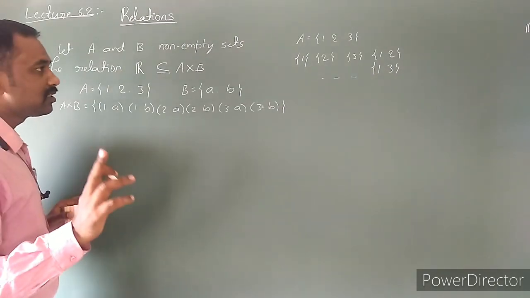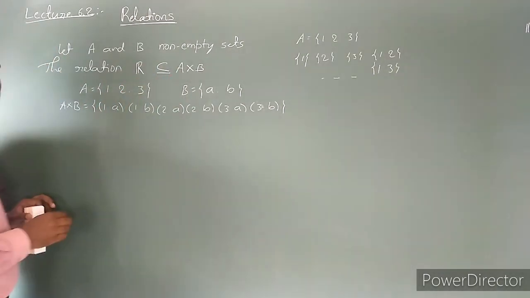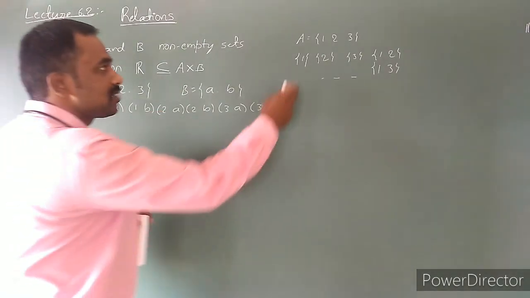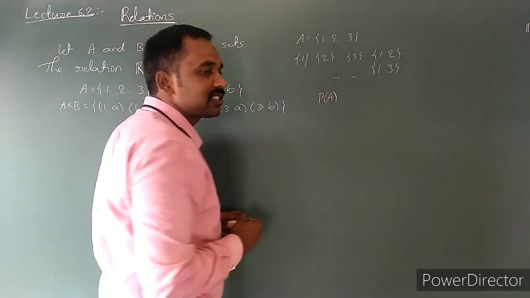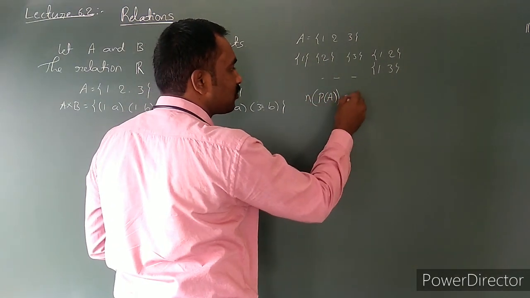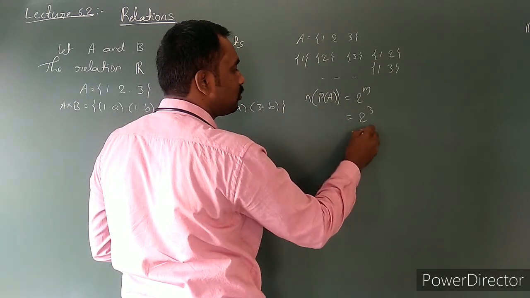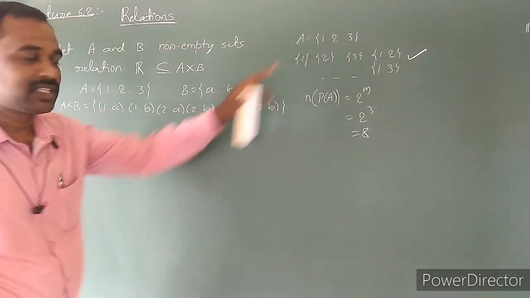Now I need to get the relation. A relation is a subset of the Cartesian product. How many subsets can we write? Many subsets. To find the number of subsets, it is the power set. The number of subsets is 2 power m, so 2 cube, which is 8. So 8 subsets we can write for this set.